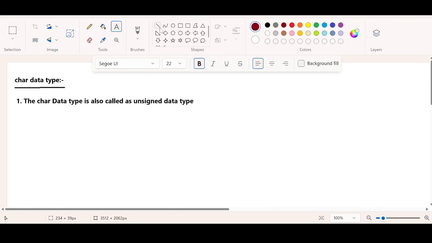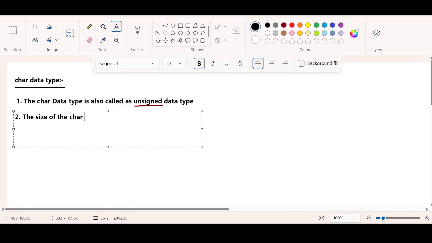Unsigned means what? It is going to represent only the positive numbers. Let us talk about the size also. The size of the char data type is 2 bytes. Again, 2 bytes is a group of 16 bits. The second point is very clear. And the third point is the range, which is from 0 to 65,535.